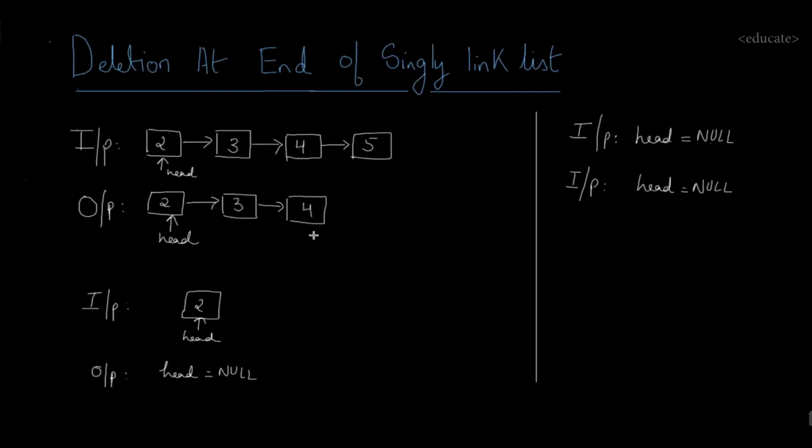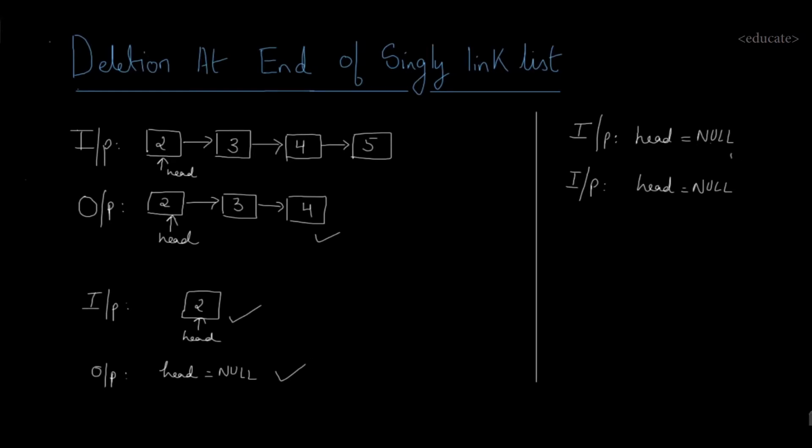So in the output you can see our node 5 is deleted and your head is pointing to 2, which was initially. So here you need to remember one thing: if the size of your linked list is greater than 2, then your head will never change. But suppose the size of your linked list is 1, like in this example, it is the start node and end node itself. So if you delete this node, your head will point to null.